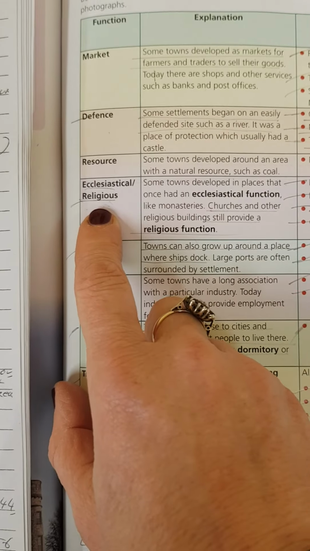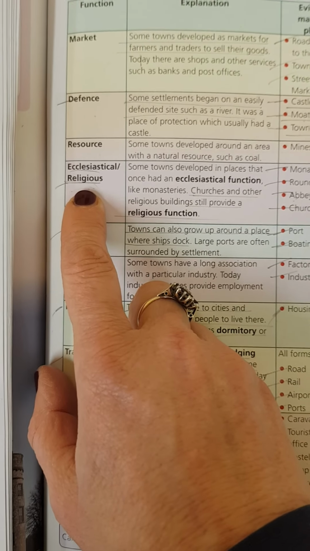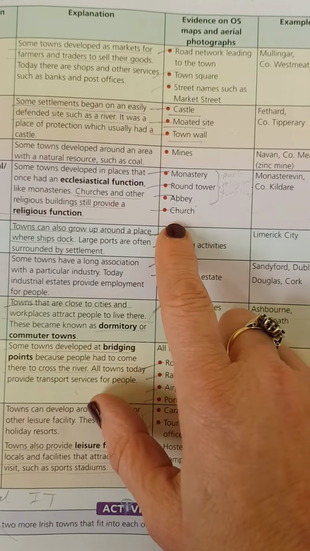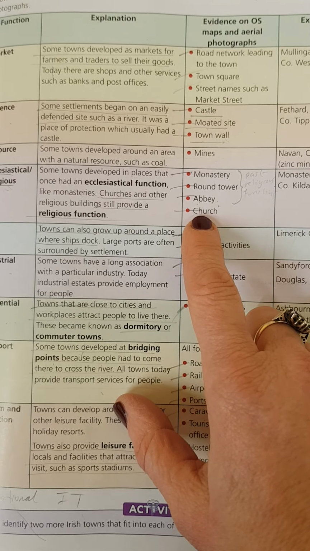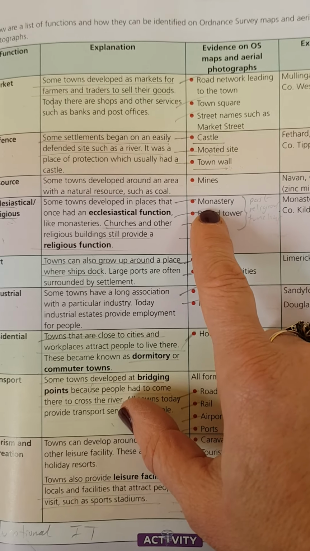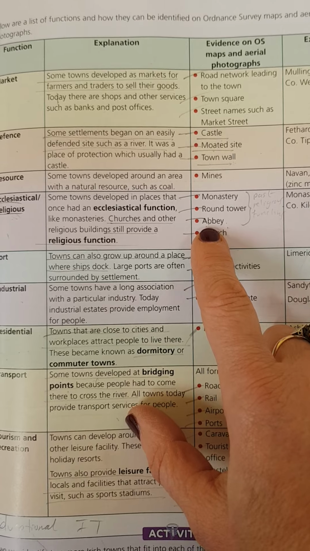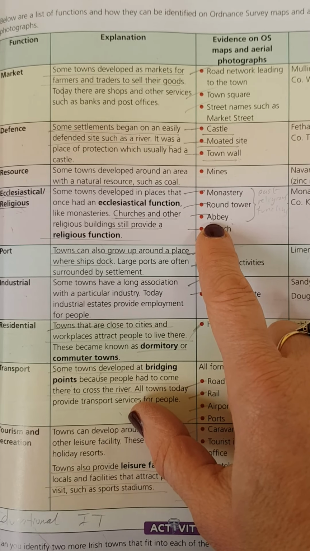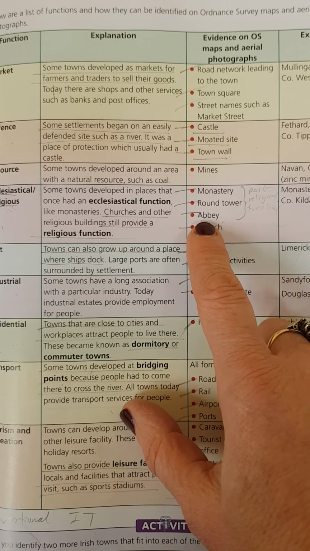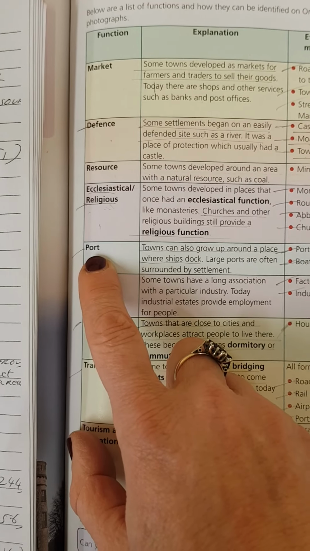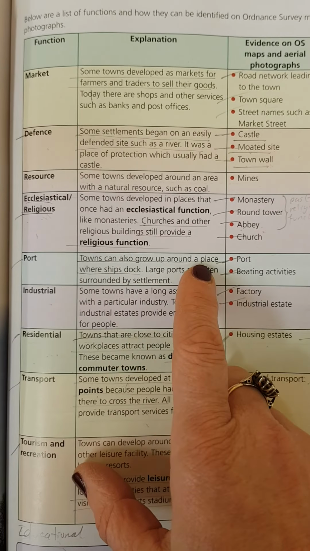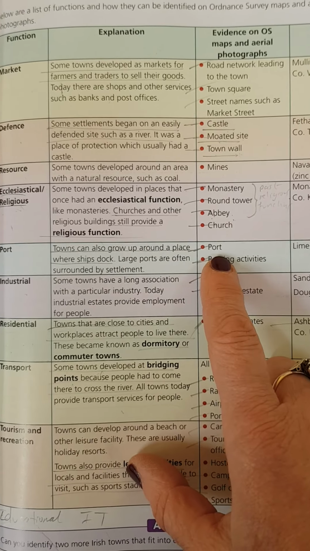Okay, the important ones are the next one, religious. Every town today has a religious function because every town will have a church in it. But in the past, the likes of a monastery or an abbey will tell us that there was a religious function to the town. A port. Towns can grow up around a place where ships dock. A port or boating activities.